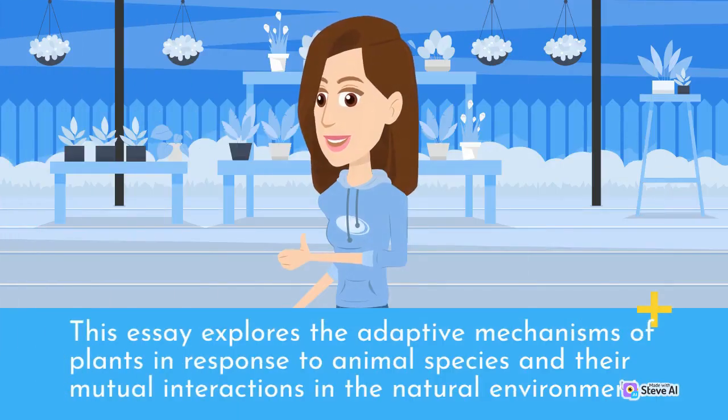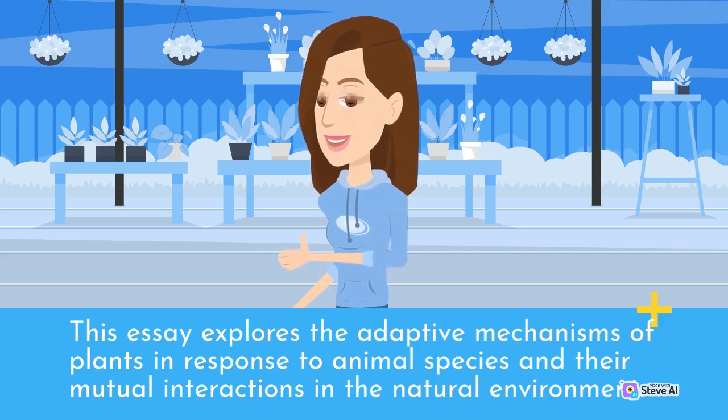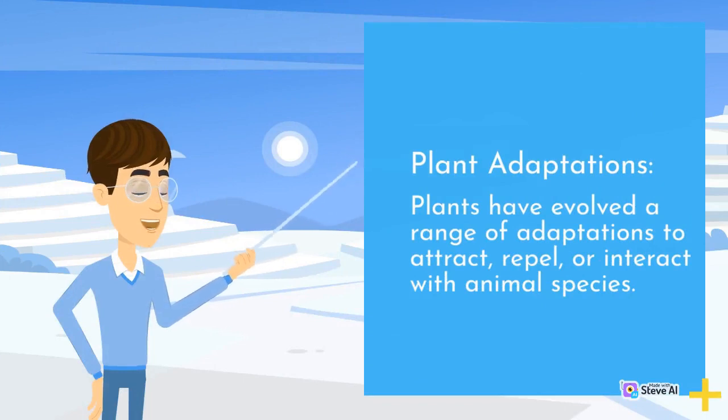This essay explores the adaptive mechanisms of plants in response to animal species and their mutual interactions in the natural environment. Plant adaptations. Plants have evolved a range of adaptations to attract, repel, or interact with animal species.